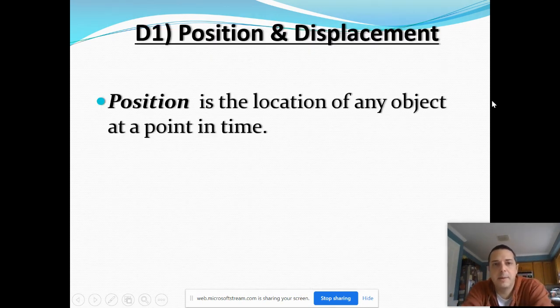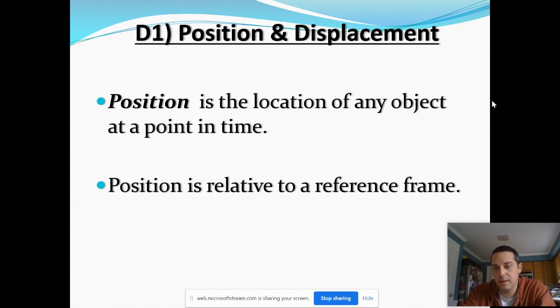The first thing we're going to talk about is position. If we want to talk about how an object is going to move, we have to talk about, first of all, where the object is, its position, and then we can talk about how its position changes. Position is the location of any object at a particular point in time.